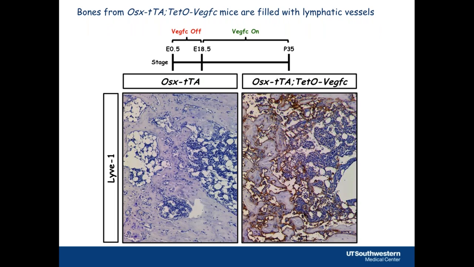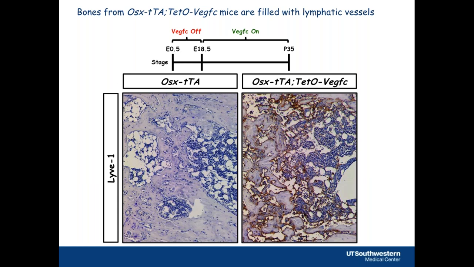So we had found if we express VEGF-C in bone during embryonic development, it caused the embryos to die. So to overcome this lethal phenotype, we generated mice where we inhibited the expression of VEGF-C during embryonic development and then induced its expression during postnatal development.